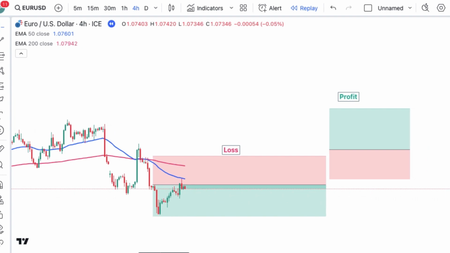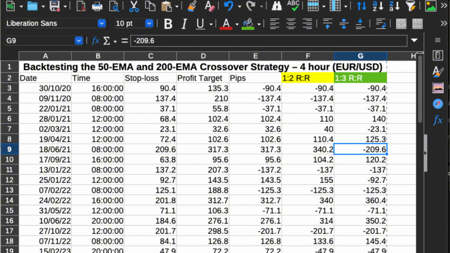Now, tracking is also a critical part of backtesting. So another tool you want to use is a simple Excel spreadsheet or LibreOffice spreadsheet, which is what I use. And this will allow you to record your trades, which is very, very important. So as you can see here, I've named this the 50 EMA, 200 EMA Crossover Strategy on the 4-hour time frame on the EUR/USD. And here I record the date, the time, the stop loss in pips, your profit target in pips, and then how many pips were won or lost.